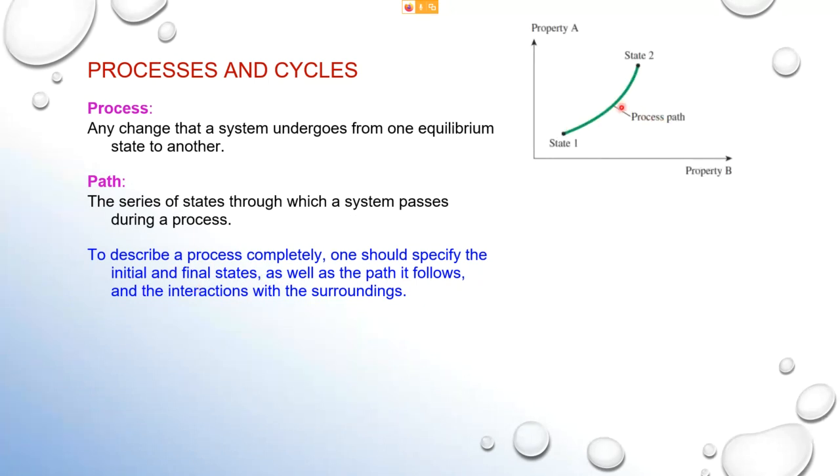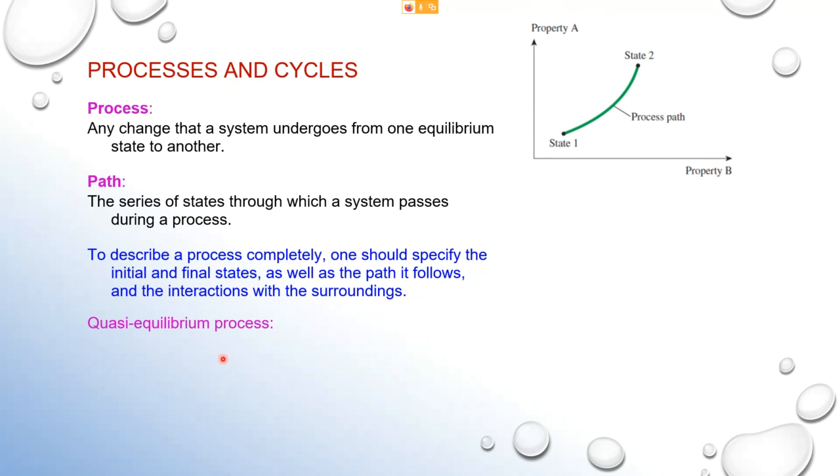So this is called a process path. When it changes from one state point to the next state point, we call it the process path. And this whole thing here is called a process. Property A against property B. It can be specific volume, pressure, volume, enthalpy, entropy, and so on. That is based on the properties of thermodynamics.